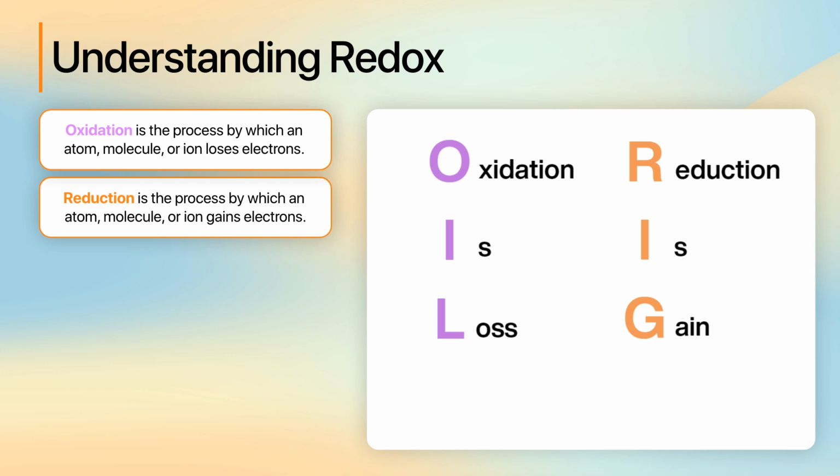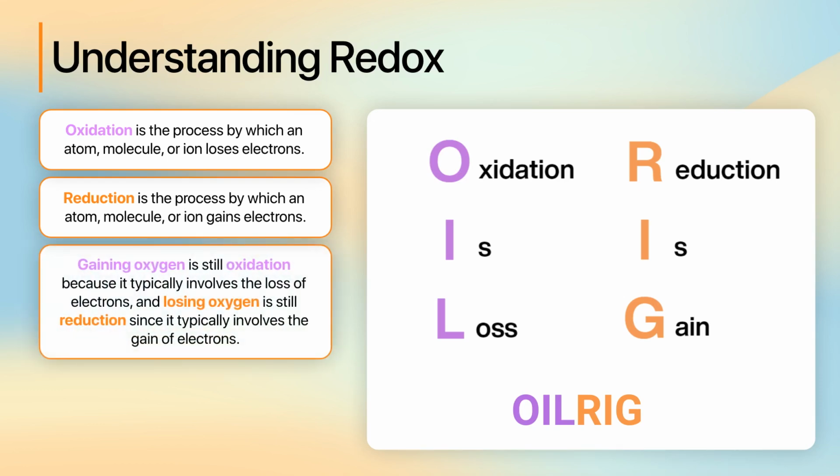To help recall these definitions, use the mnemonic OIL RIG, which stands for oxidation is loss, reduction is gain. Even with these electron-based definitions, our previous understanding still holds. Gaining oxygen is still considered oxidation because it typically involves the loss of electrons, and losing oxygen is still considered reduction since it typically involves the gain of electrons.